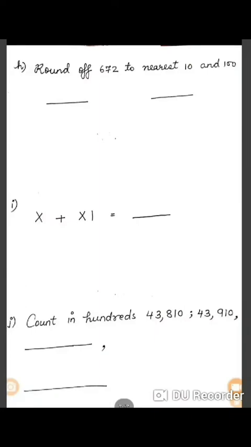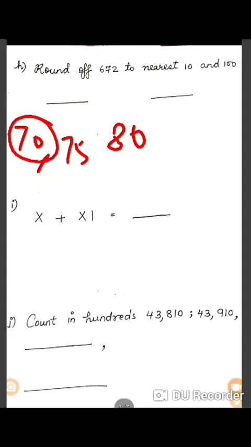Let's see the next question now. Okay, so now the question I have is round off 672 to the nearest 10 and nearest 100. Children, when we are talking about the nearest 10, I have 672. Now I know that 672 lies between 670 and 680. But the center number will be 675. And 672 lies somewhere in between 670 and 675. So it will be rounded off to 670. So this becomes 670 for the nearest 10.